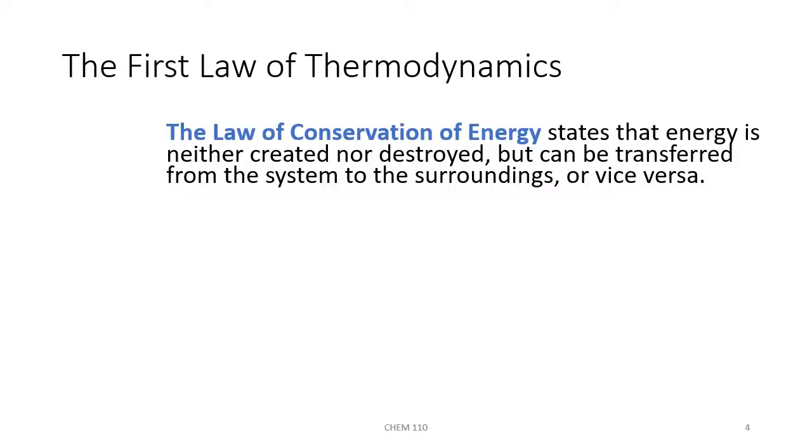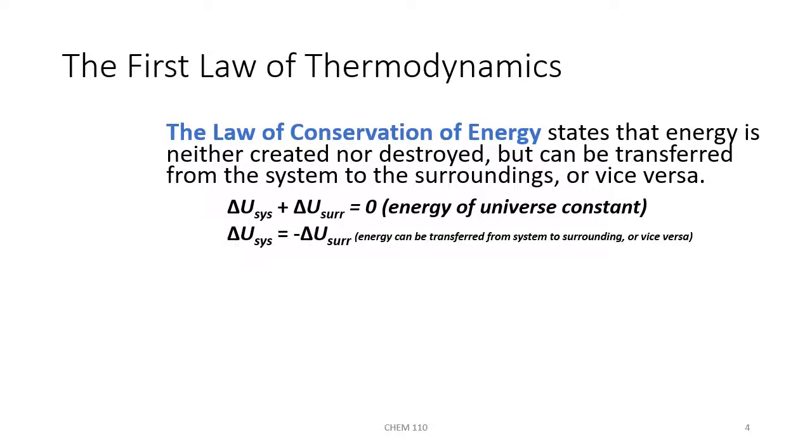Now we have already briefly discussed the first law of thermodynamics, but we're going to revisit it in terms of internal energy. The law of conservation of energy stated that energy could not be created or destroyed, but it could be transferred from the system to the surroundings, or it could change forms. Therefore, the internal energy of the system plus the internal energy of the surroundings must equal zero if the energy of the universe is always constant. We could rewrite this and say that the internal energy of the system will be equal and opposite in sign to the internal energy of the surroundings, because energy can be transferred from system to surroundings or from surroundings to system. This is the law of conservation of energy.